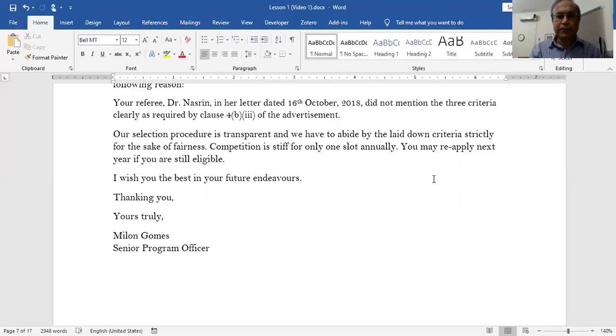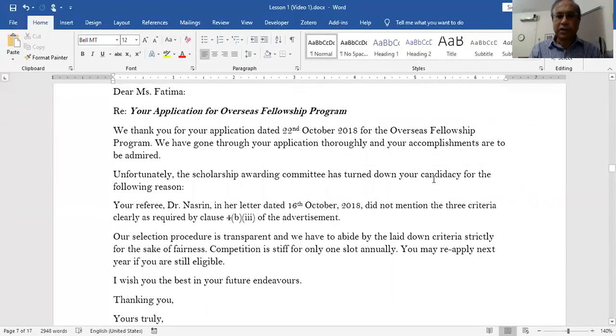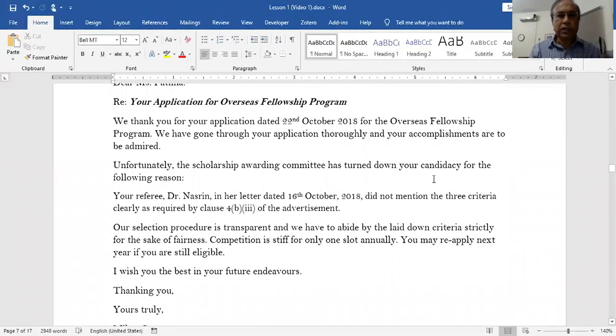So you will see that it is a negative sounding letter, all right, but the negative sounding expression, the rejection, has been sandwiched in between either positive sounding sentences or neutral sounding sentences. This is the way it's done. So I hope you now have a good handle on writing letters which have a neutral tone or which have a negative tone.